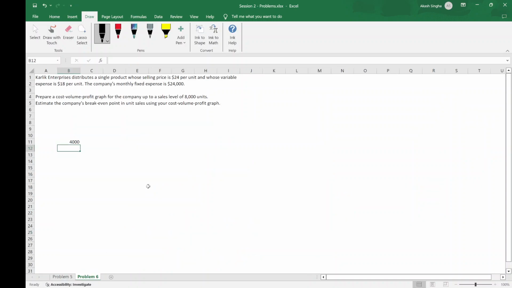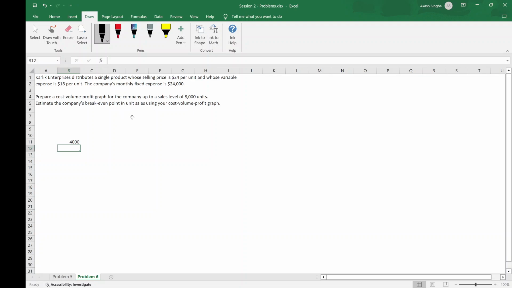Okay, problem 6. Garlic Enterprise distributes a single product whose selling price is $24 per unit and whose variable expense is $18 per unit. The company's monthly fixed expense is $24,000. Prepare a cost volume profit graph for the company up to a sales level of 8,000 units. Estimate the company's break-even point in unit sales using your cost volume profit graph.